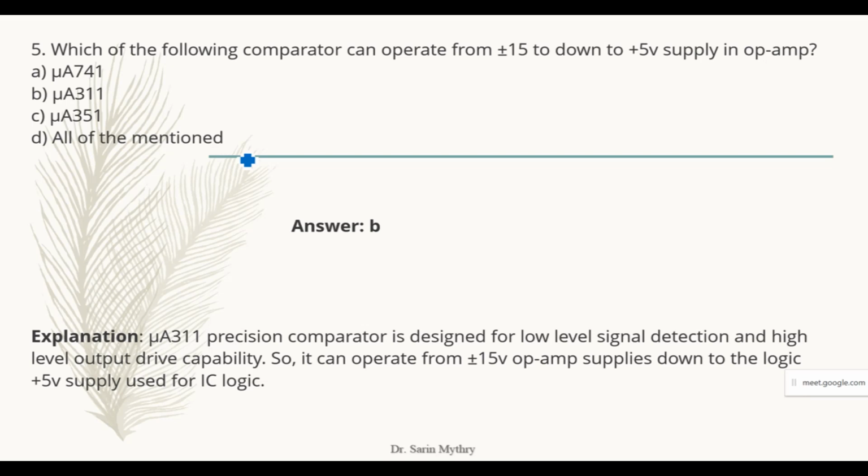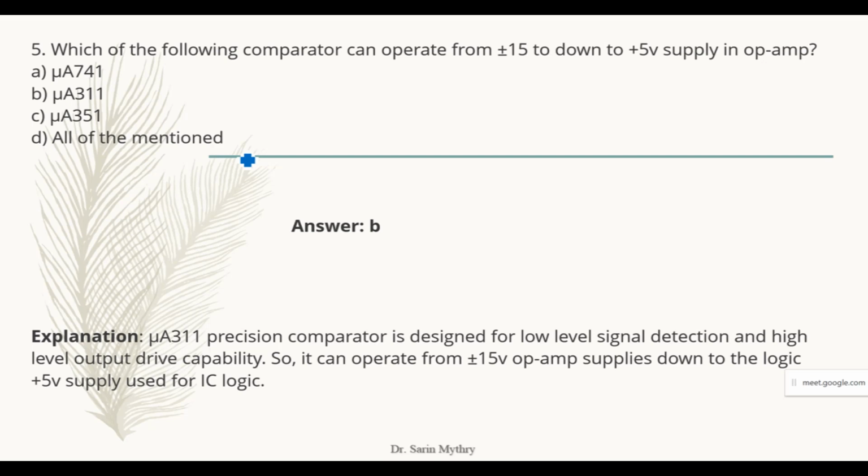Among these, the 311 op-amp or the 311 comparator is actually a precision comparator. It is designed for low level signal detection and high level output driving capability. What does this comparator do? It will compare or identify low level signals, and it will also drive, meaning it can easily give out the output, and that output can be given as an input to the next level of circuits. That is a driving capability.